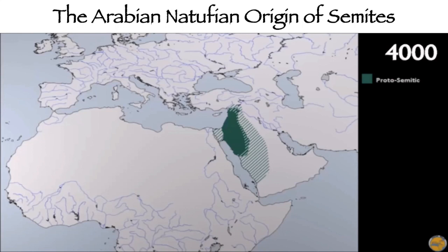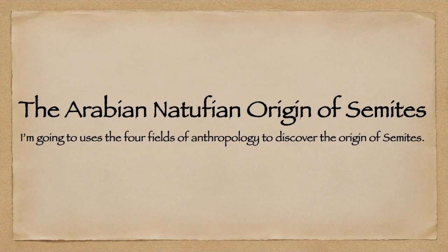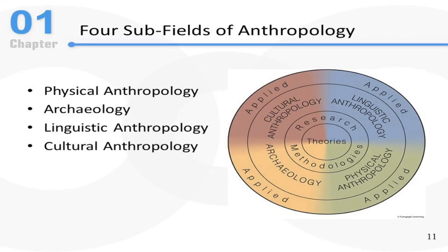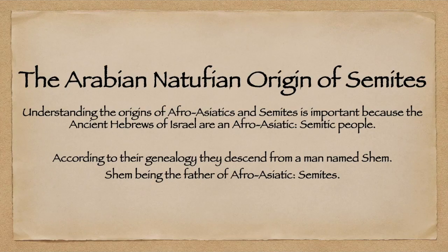The Arabian Natufian origins of Semites. I'm going to use the four fields of anthropology to discover the origins of Semites. The four fields of anthropology are physical anthropology, archaeology, linguistic anthropology, and cultural anthropology.